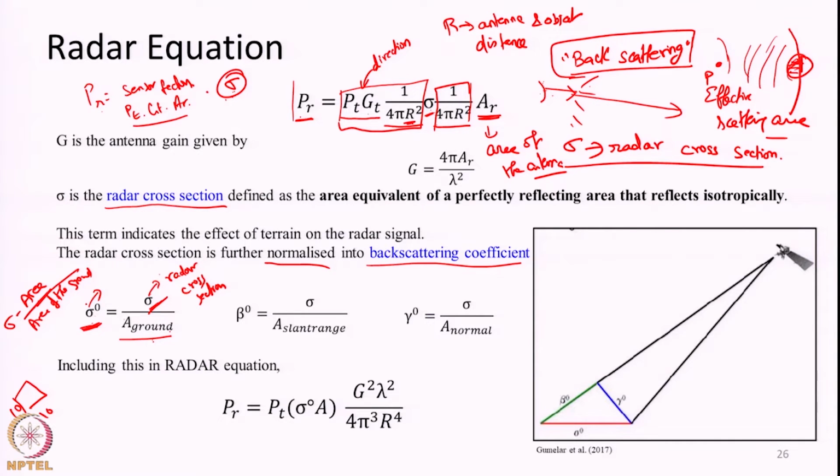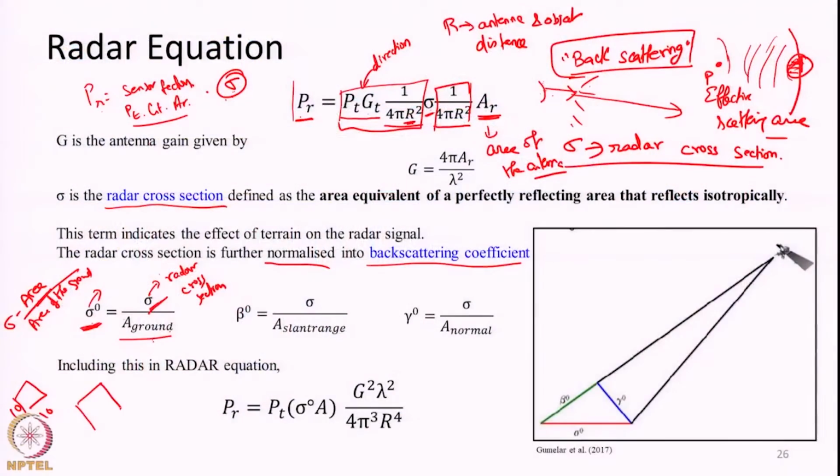Again, I repeat for the purpose of clarity, why we need to convert this radar cross section to backscattering coefficient, just for deeper understanding. We will take two examples, one pixel 10 meter by 10 meter, another pixel let us say 10 meter by 20 meter. It is natural that radar resolution will vary across the image in both the range direction and azimuth direction.